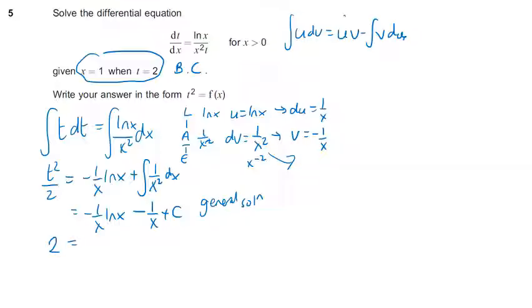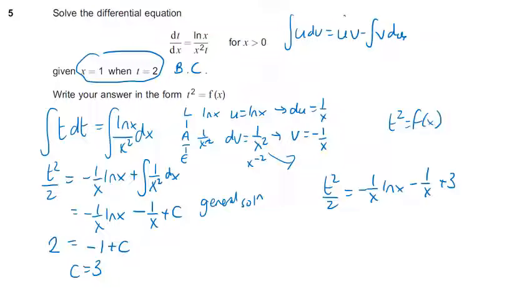So c is 3. So I've got t squared over 2 is equal to minus 1 over x ln x minus 1 over x plus 3. And we wanted it in the form t squared equals f of x, so I just need to multiply the 2 across. And I can also tidy it up a little bit by taking out a common factor of minus 1 over x. So I've got t squared is equal to minus 2 over x times ln x plus 1, and then plus 6.